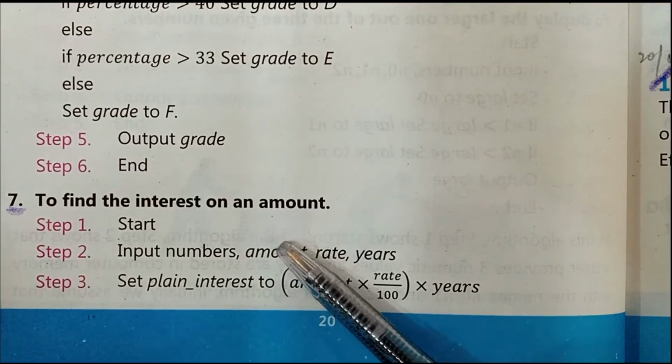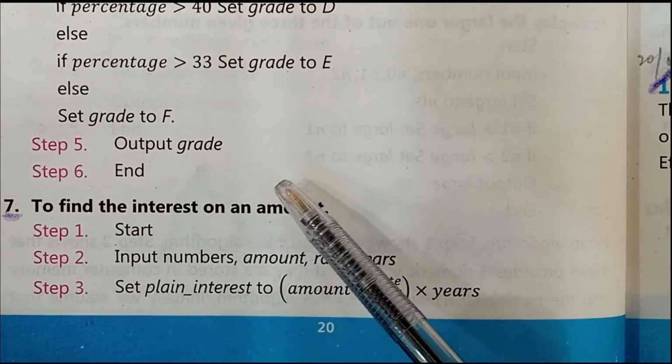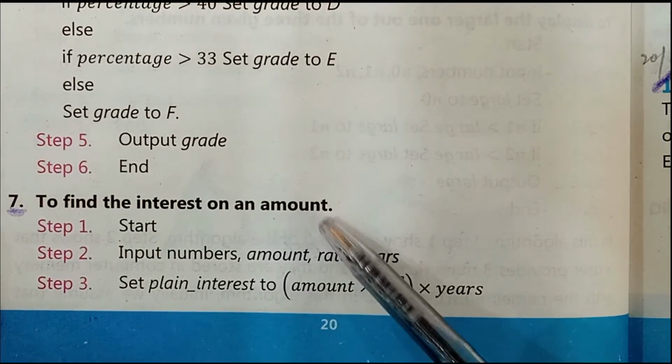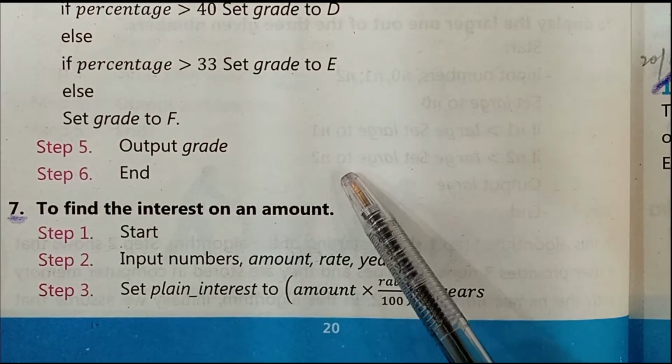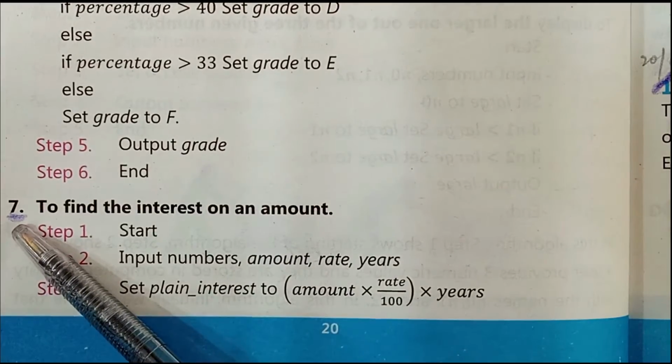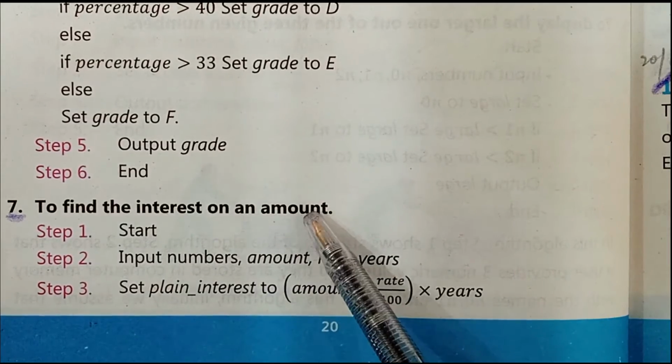Subject computer science, unit number 1, problem solving. Students, in the previous lecture we have studied about the examples of algorithm. Today we are going to continue these examples. Example number 7, and it's on page number 20: to find the interest on an amount.